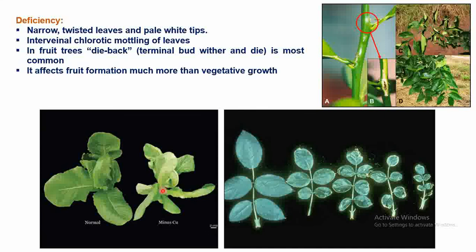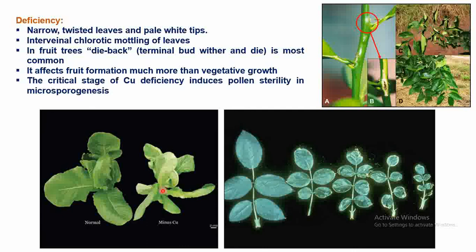It affects fruit formation much more than the vegetative growth. The critical stage of copper deficiency induces the pollen sterility in microsporogenesis. Then it reduces fruit set and number of flowers. These are all the deficiency symptoms of copper.